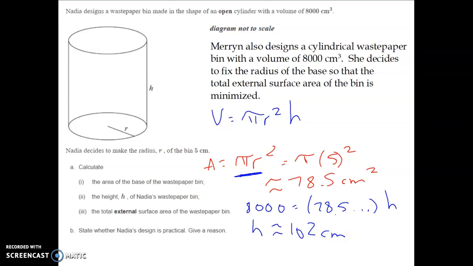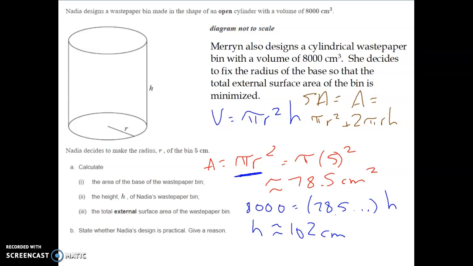All right, and then part 3, the total external surface area. So surface area, let me change colors again so we can keep all our stuff straight. Surface area, which I usually put SA, but I noticed that the IB people usually just put A. So surface area, I have that circle on the bottom. And then I have the rounded part. And remember, we looked at this in class. When you unfold the rounded part, it makes a rectangle. And the height of the rectangle is the height of the cylinder. So, I'm sorry, the base of the rectangle is the circumference of the circle.